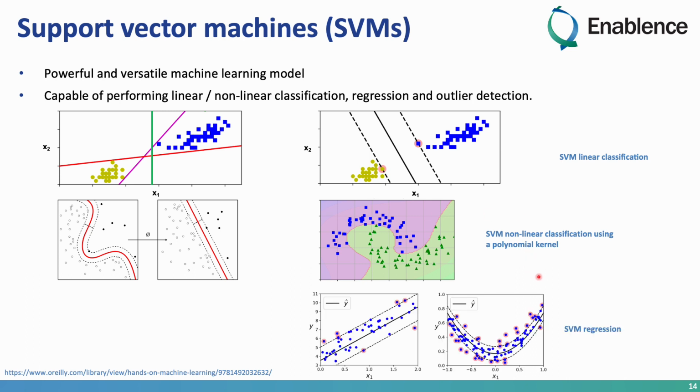Now, SVM can also handle regression, and here the trick is to reverse the objective. Instead of trying to fit as wide of a street as possible between classes, we will try to fit as many instances as possible on the street, trying to minimize the number of margin violations. So this is an example of linear regression and nonlinear regression using SVM.